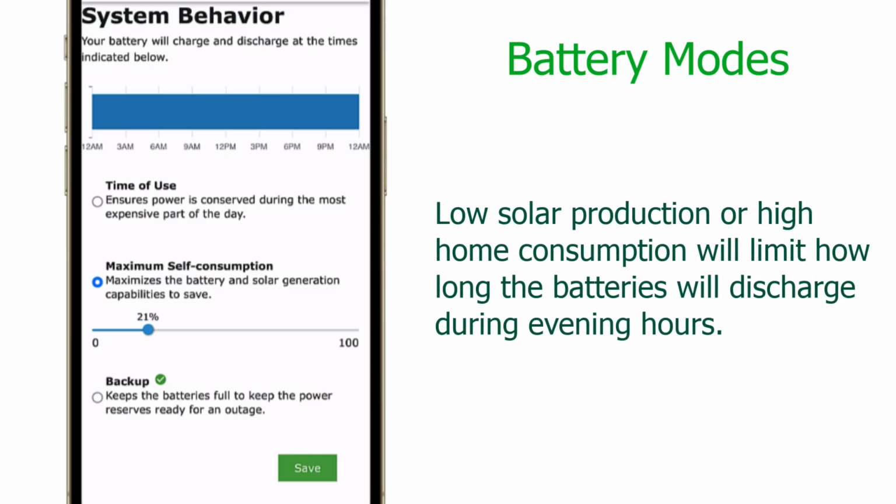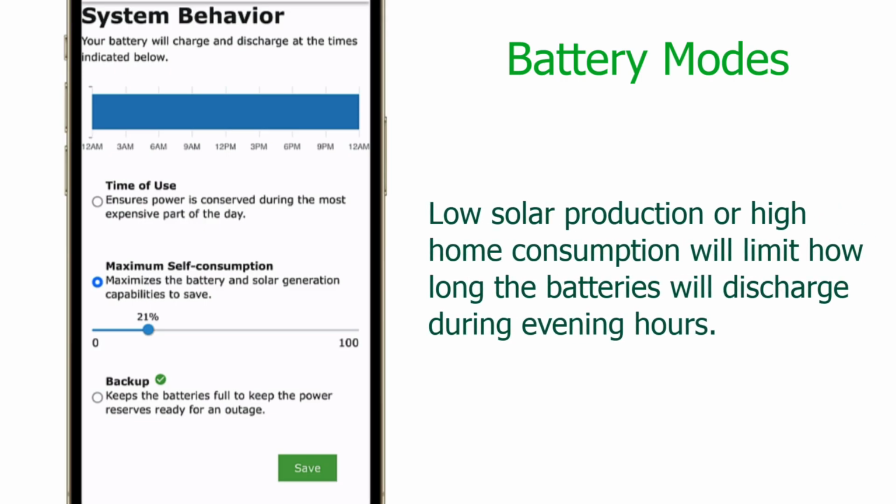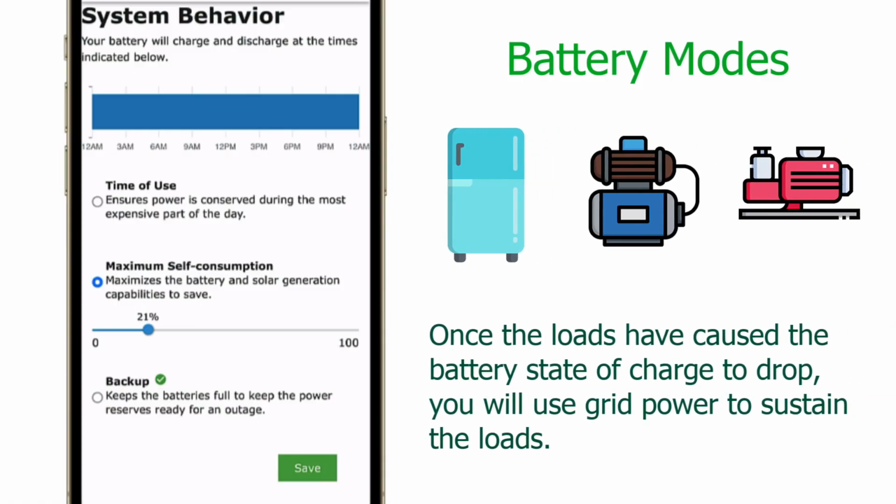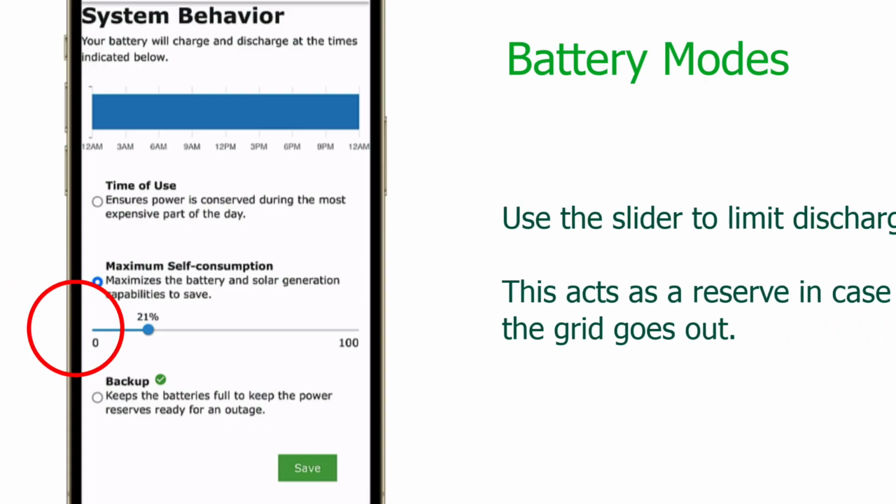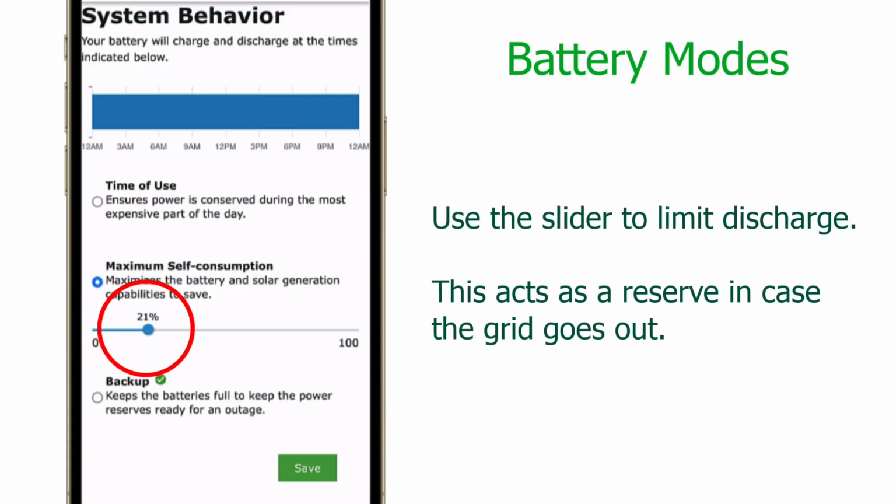You should monitor system behavior during periods of low sunlight, since this affects battery charging, which affects how much battery capacity you will have during nighttime hours. If the solar and battery power cannot sustain the loads, then you are paying for any power you consume from the utility. There is a slider that limits the depth of discharge.